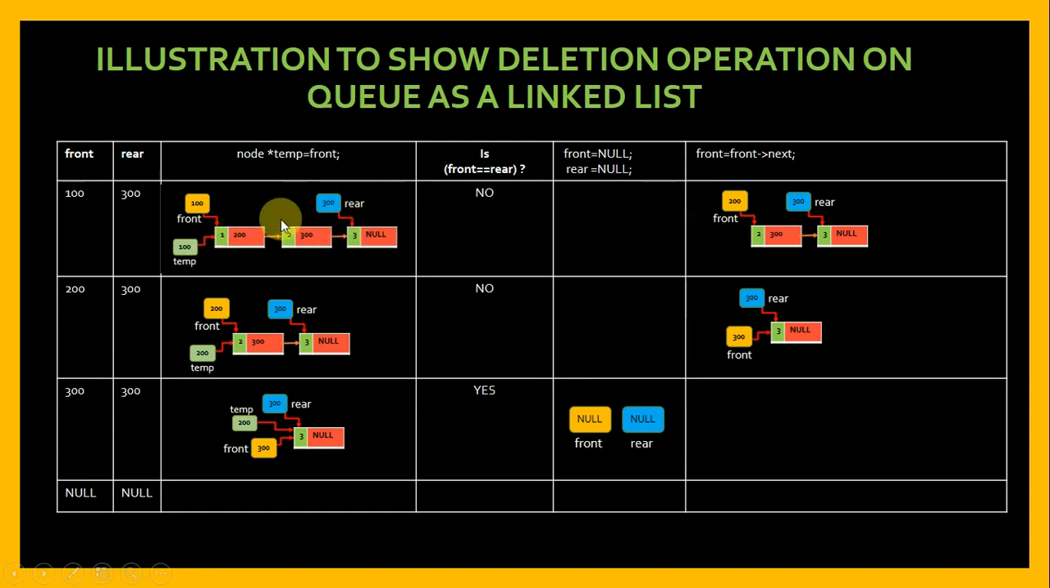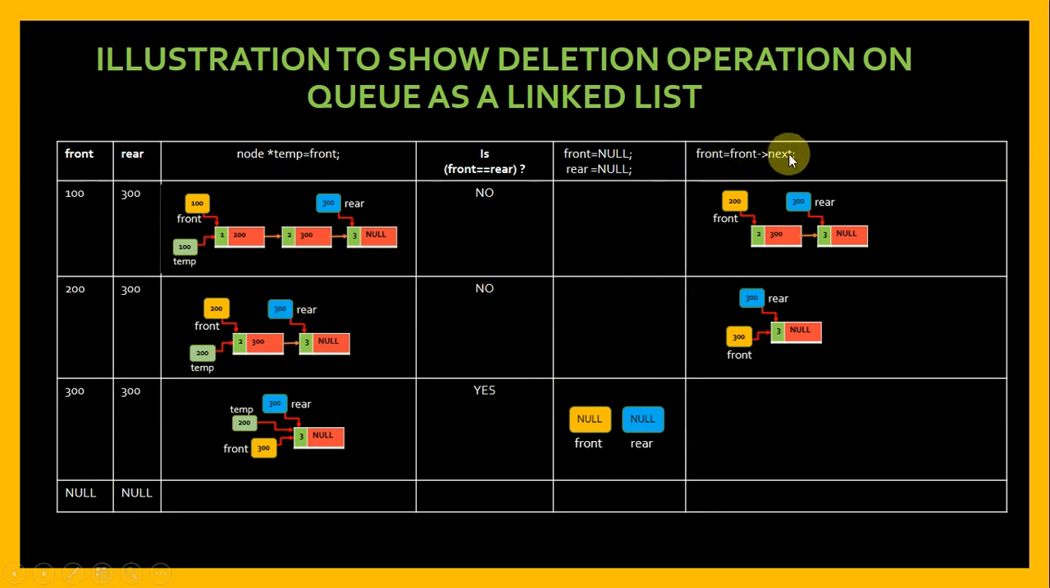Now let us do one more delete operation. Now front is 200 and rear is 300. So when I again say node star temp is equal to front, temp will start pointing to the first node. As front has address 200, temp will also have address 200. So this is the present scenario. Now we will check whether front is rear or not. No, front is not rear. Front is 200 and rear is 300, so this condition is false.